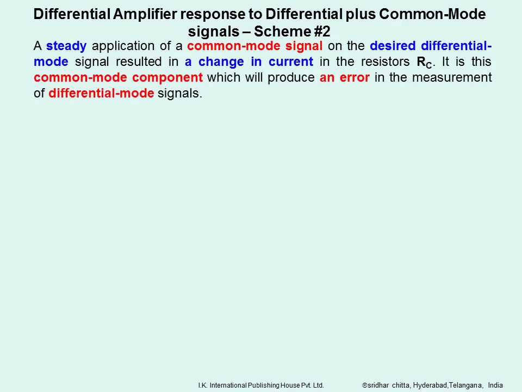A steady application of a common mode signal on the desired differential mode signal resulted in a change in current in the resistors RC. It is this common mode component which will produce an error in the measurement of differential mode signals.